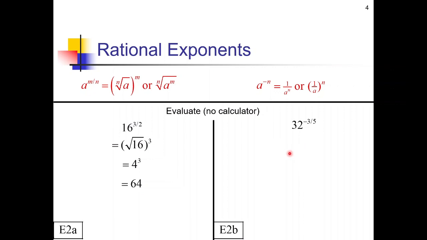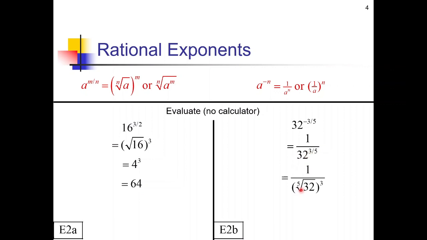All right, so I'm going to do this in 2 steps. First step, I'm going to take care of this negative exponent by moving the 32 downstairs and giving it a positive 3/5. For my next step, I'm going to convert this into this radical form that's easier to do if I don't have a calculator available. So this is going to be the 5th root of 32 raised to the 3rd power.